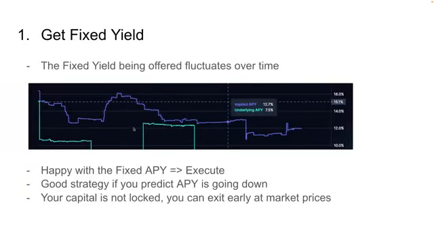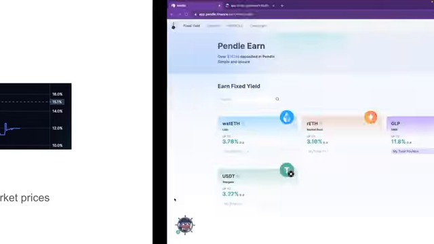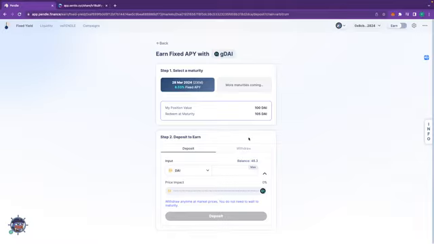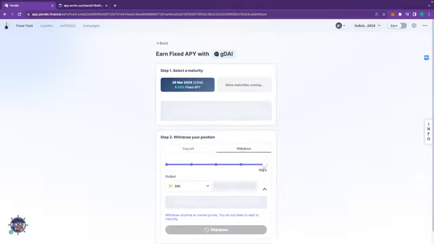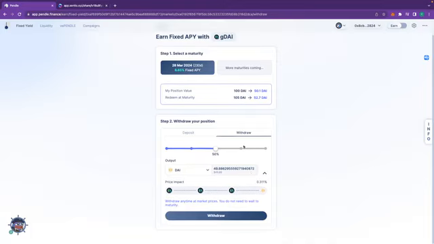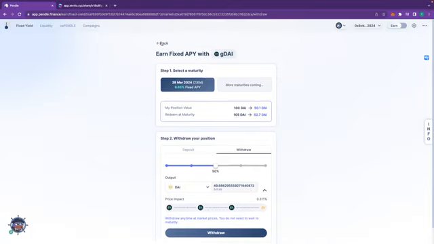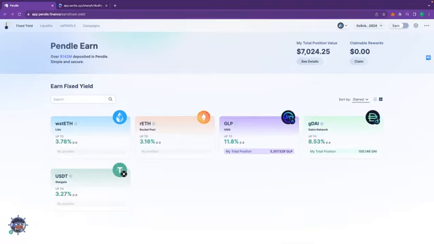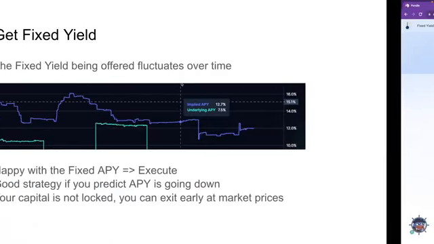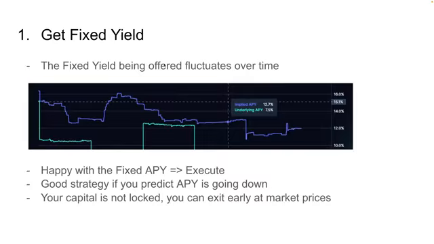The last but also very important point about getting fixed yield in Pendle is that your capital is not locked at all. You can actually exit early at market prices for your position. Like for example, my position just now, I can always exit partially or fully into DAI. So your capital is not locked until maturity. So that's the first basic way you can optimize yield using Pendle.